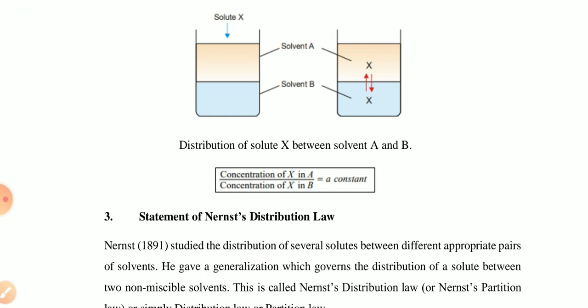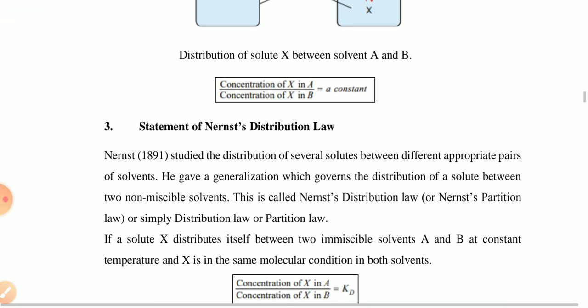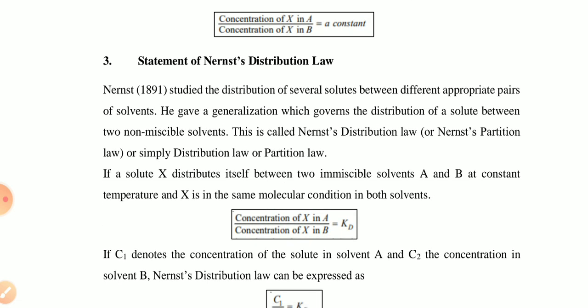Okay, so this distribution law is also known as Nernst's distribution law. Nernst in 1891 studied the distribution of several solutes between different appropriate pairs of solvents, and he gave a generalization which explains the distribution of a solute between two non-miscible solvents. This law is known as Nernst's distribution law or Nernst's partition law, or simply the distribution law or partition law.